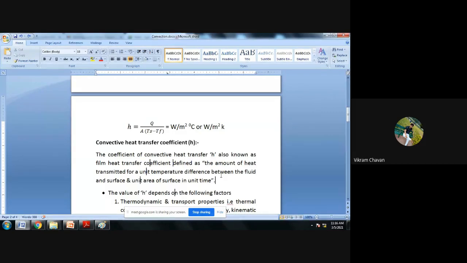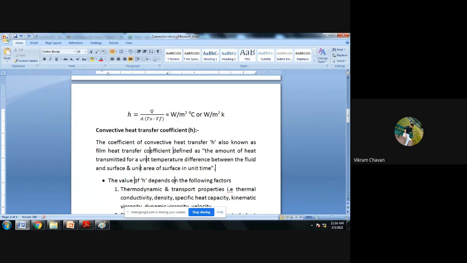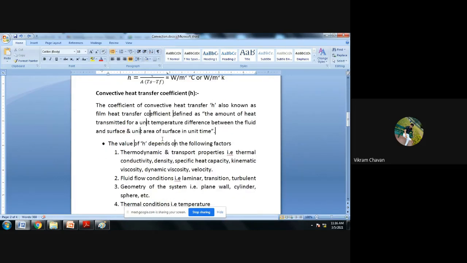But in this case, the value of H, that is the heat transfer coefficient, depends on many factors, and it is not a property of a substance. Okay. It depends on many factors and it is not a property of a substance. So on which factors it depends, we are going to discuss. Because it is a fluid property, we can say that it depends on the fluid motion and on the fluid properties. H depends on the fluid properties and the geometric properties also.